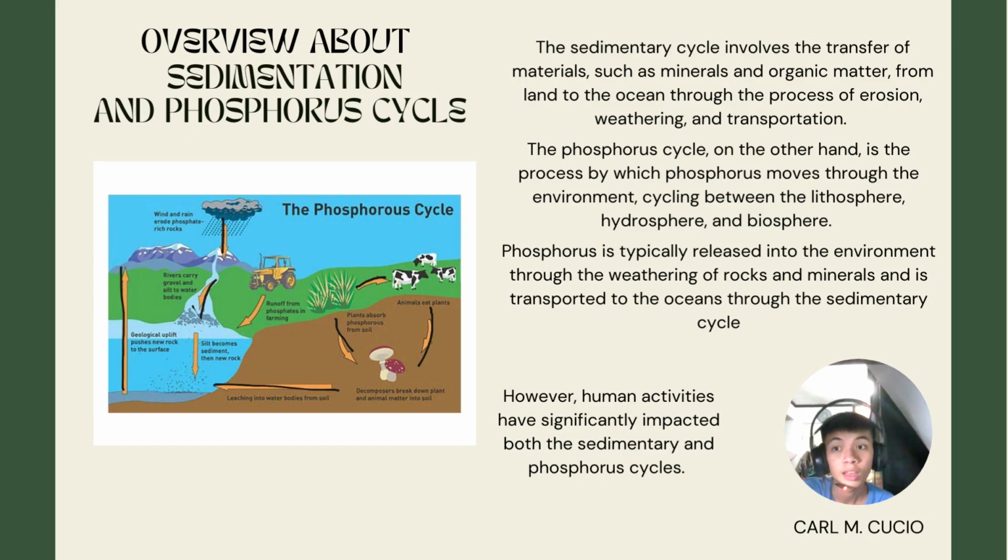For example, excessive fertilizer used in agriculture can lead to increased levels of phosphorus in surface waters, which can cause eutrophication and harmful algal blooms. Additionally, activities such as deforestation and construction can increase erosion rates and alter the sedimentary cycle.